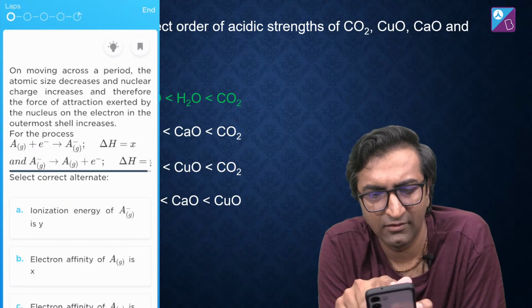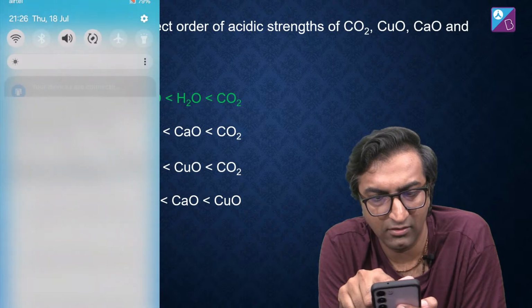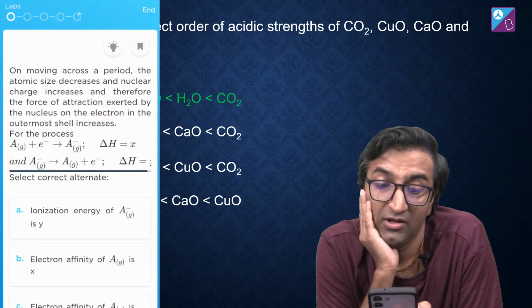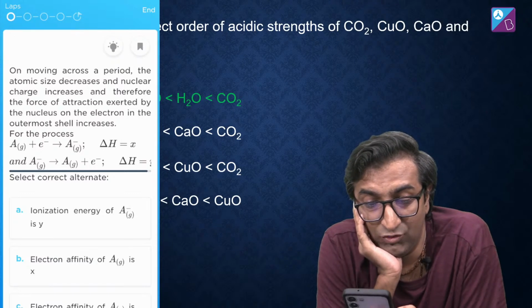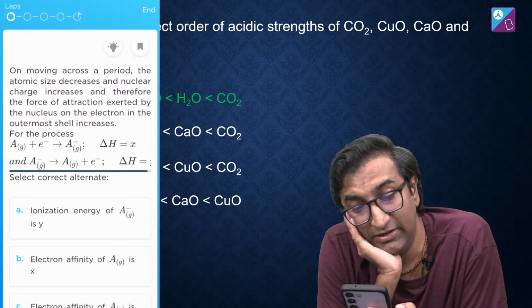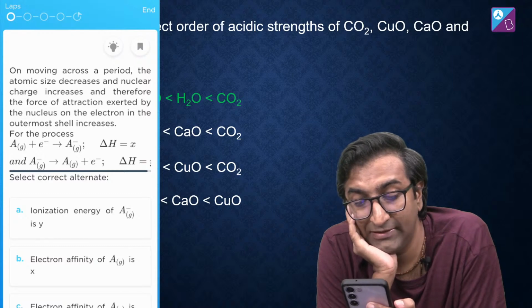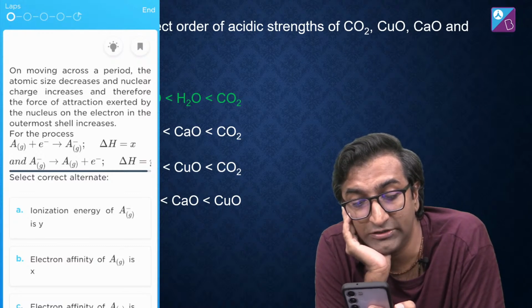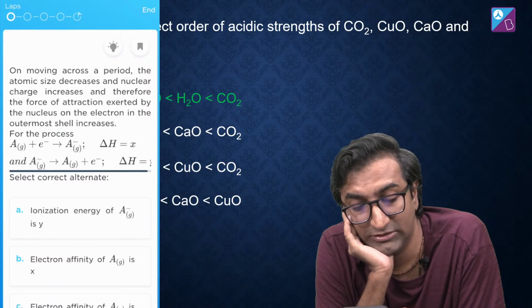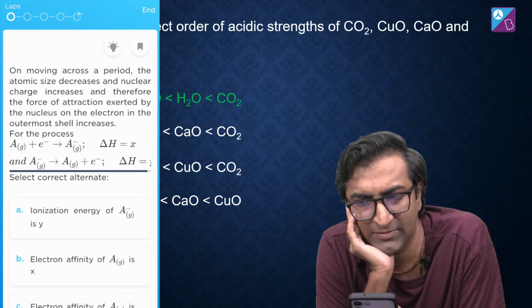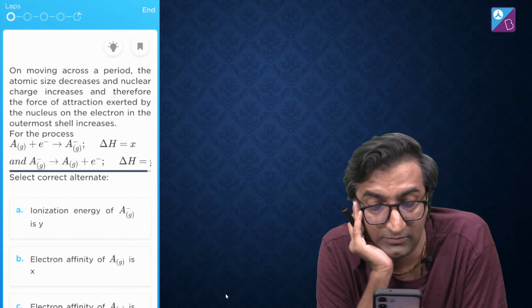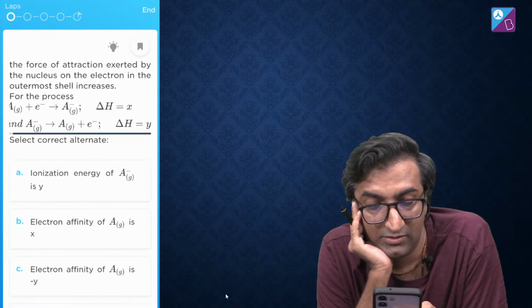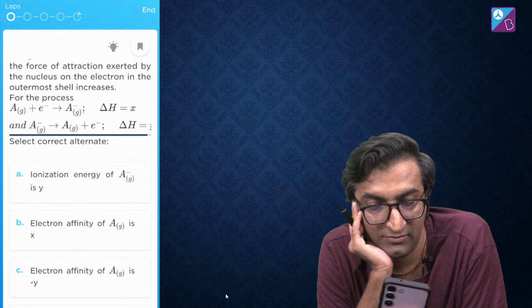टाइम है क्या? हाँ टाइम है. 79%. अच्छा. 21:26. हाँ टाइम है. On moving across a period, the atomic size decreases and nuclear charge increases, and therefore the force of attraction exerted by the nucleus on the electron in the outermost shell increases. ठीक है, बढ़िया है. मतलब ये तो effective nuclear charge की बात कर रहा है. For the process, blah blah blah. अरे ये तो definition पूछ रहा है मेरे भाई.